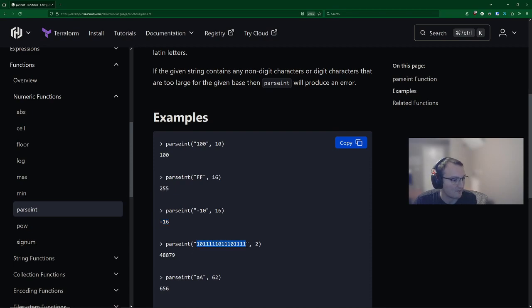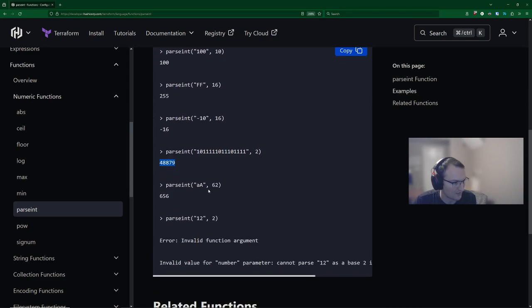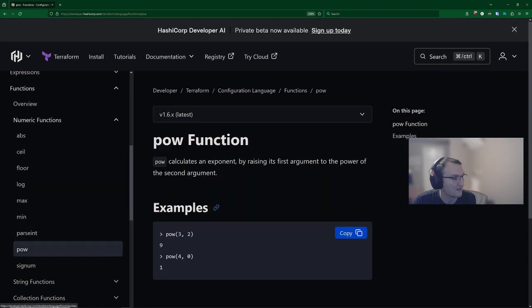And then this digit in binary equates to 48,879. So you can see this is really cool for translating things from whatever base the number's in into our native base 10 that we work with, in normal mathematics.